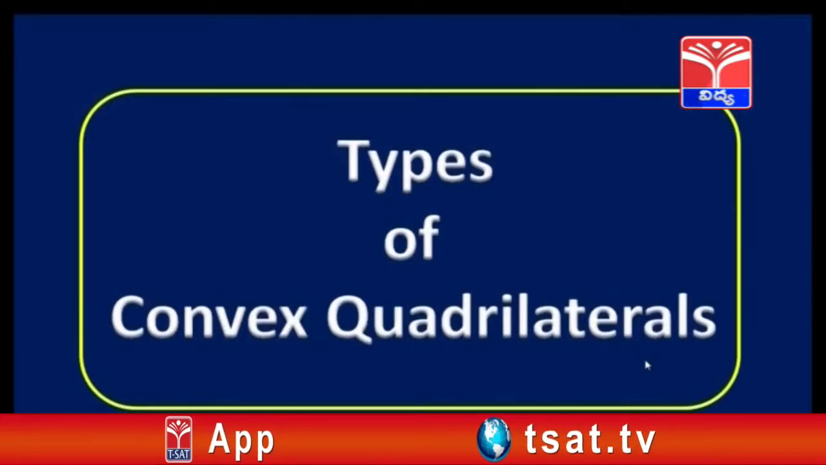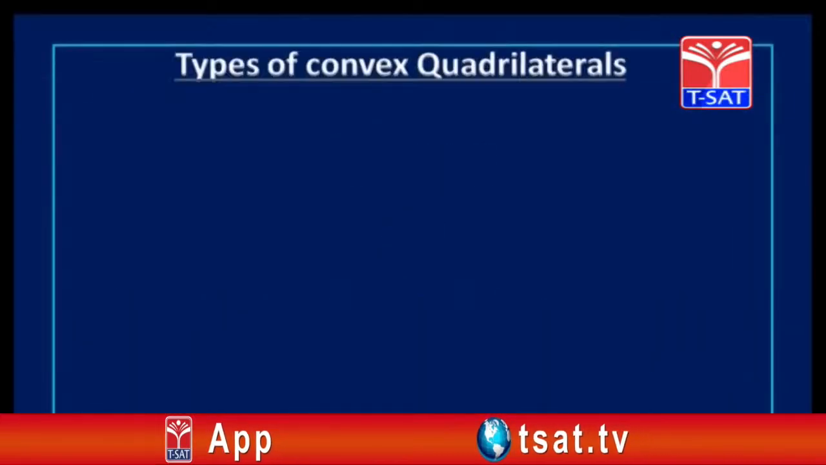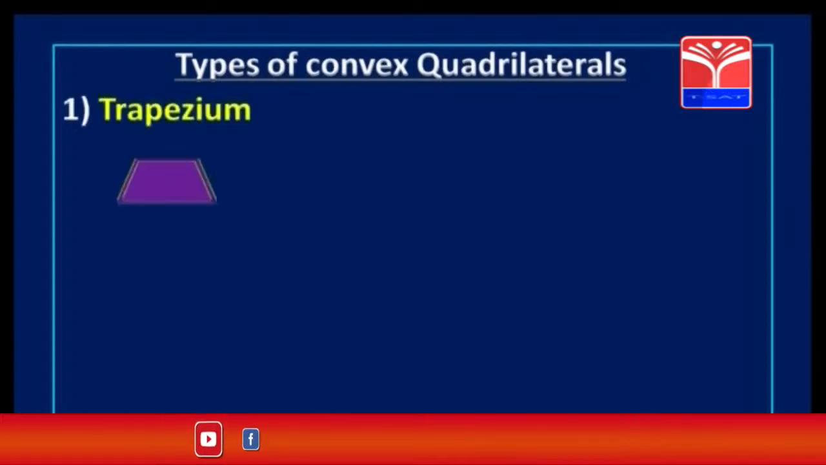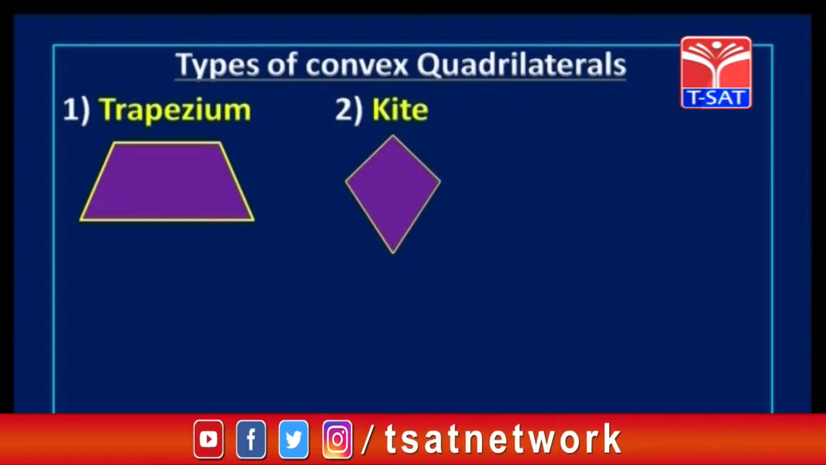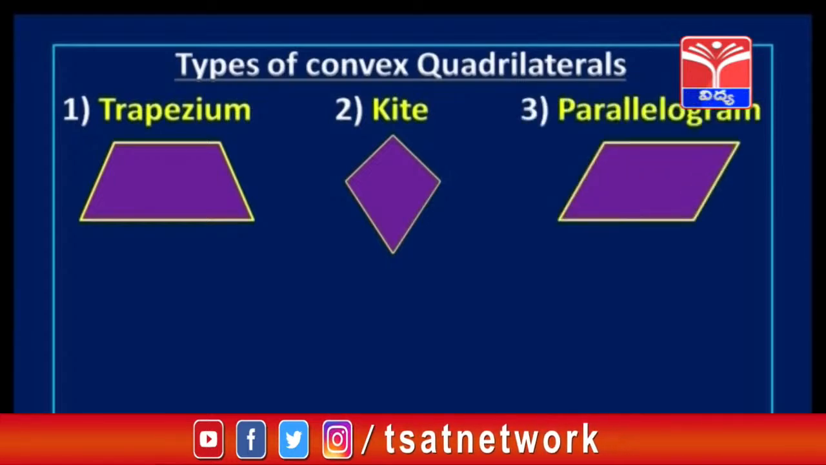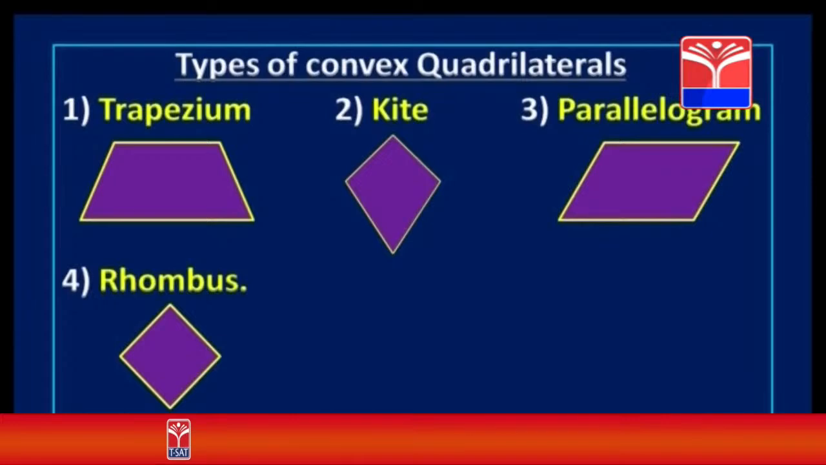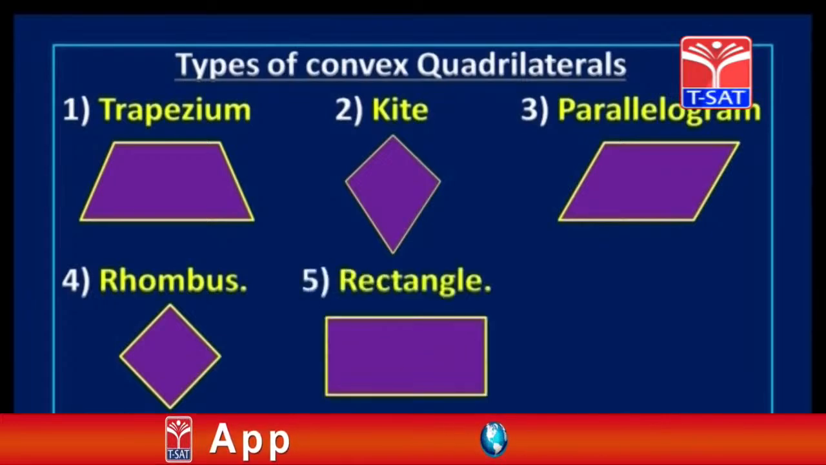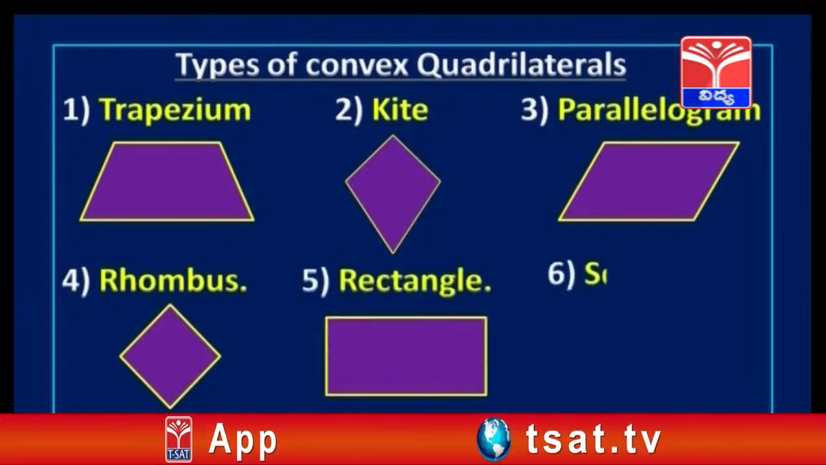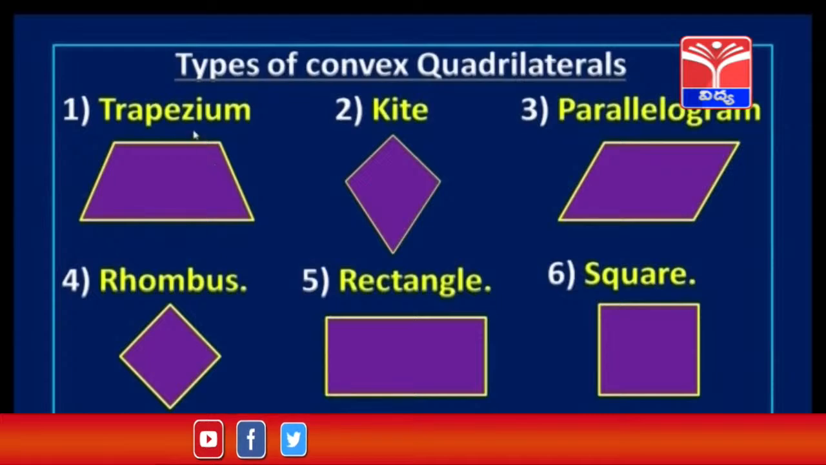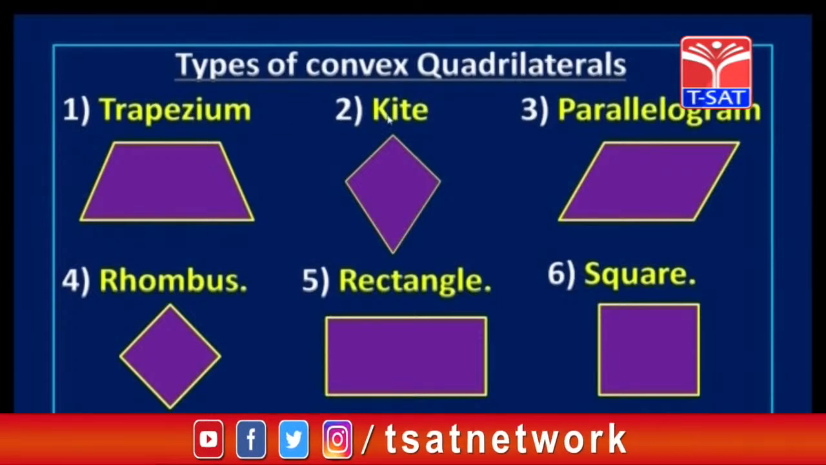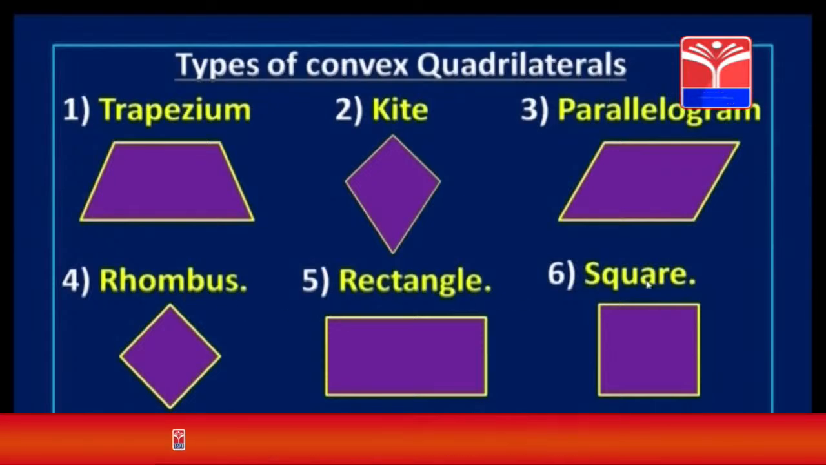Now let us understand types of convex quadrilaterals. Children, here the first one is trapezium, second one kite, third one parallelogram, fourth one rhombus, fifth one rectangle and sixth one square. Children, we have 6 types of quadrilaterals. What is the first one? Trapezium, next kite, parallelogram, rhombus, rectangle and square.